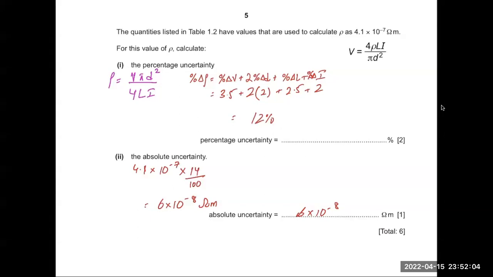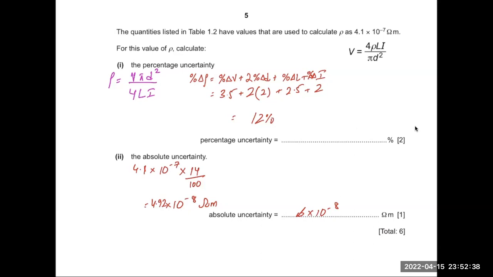And if you talk about the absolute uncertainty, it's 4.1 exponent minus 7 into 12%. I'll have to double check. So this is also equal to 4.92 into 10 raised to the power minus 8, and not 6 into 10 raised to the power. Oh, yes. This is where the problem is. Harsh, I was right, but this is where I made a mistake.